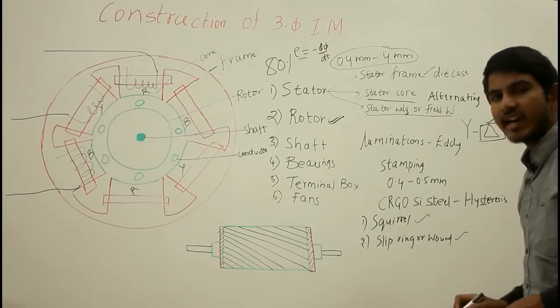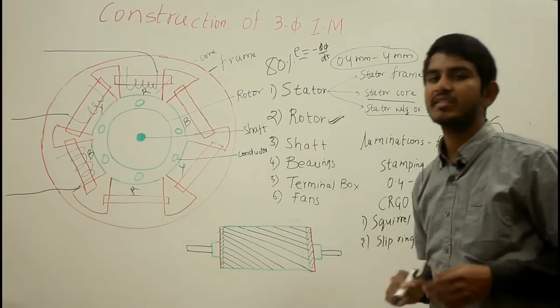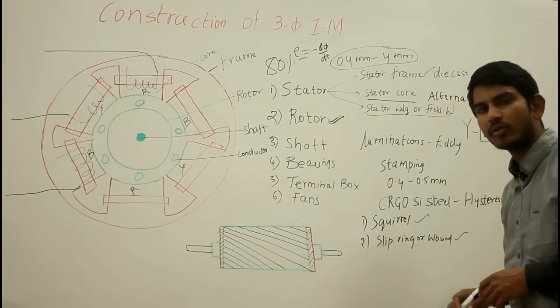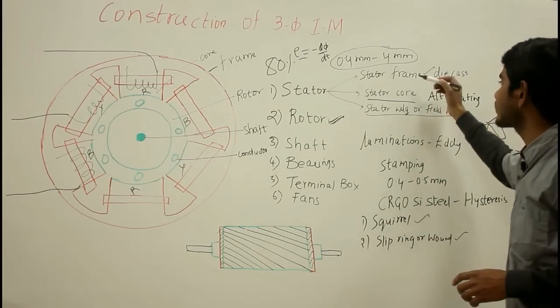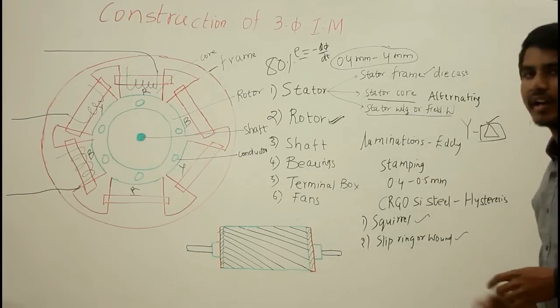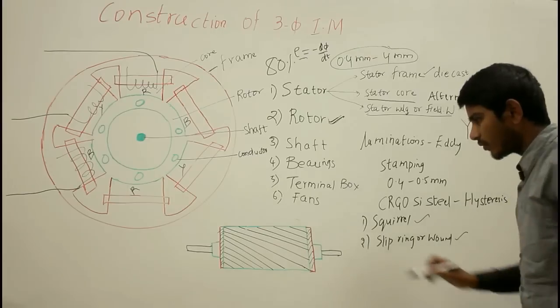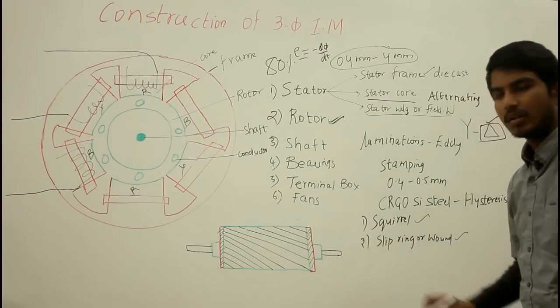So for both these types of rotors, the stator part remains the same. Either you can use squirrel cage type of rotor or slip ring type of rotor, the stator part is the same, that is having stator frame, stator core, and the stator winding. And now let us discuss these 2 types of rotors by taking their motors.